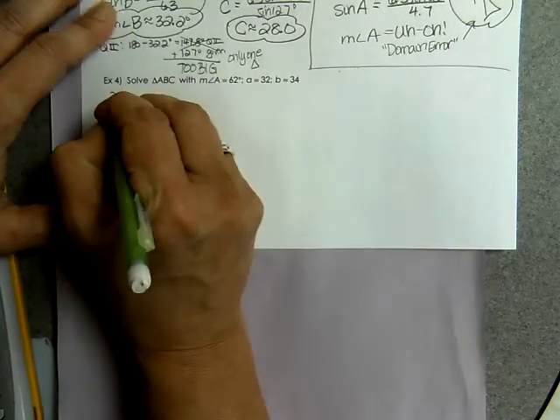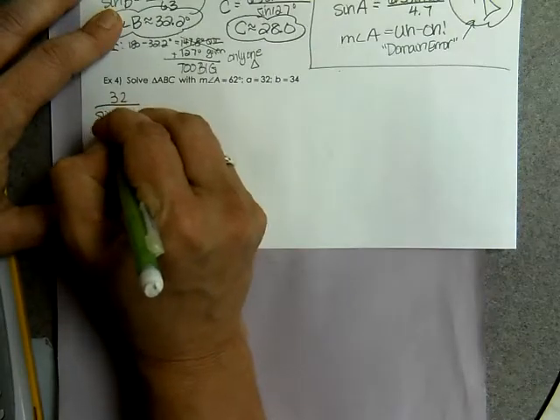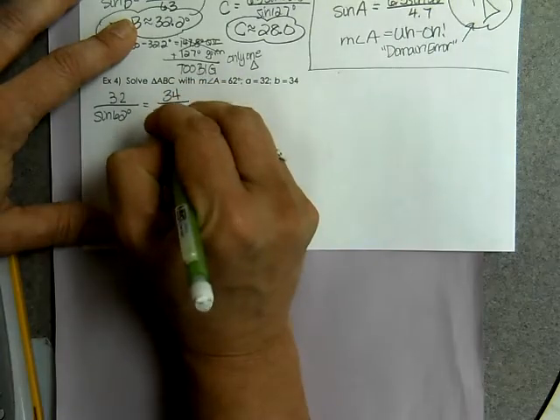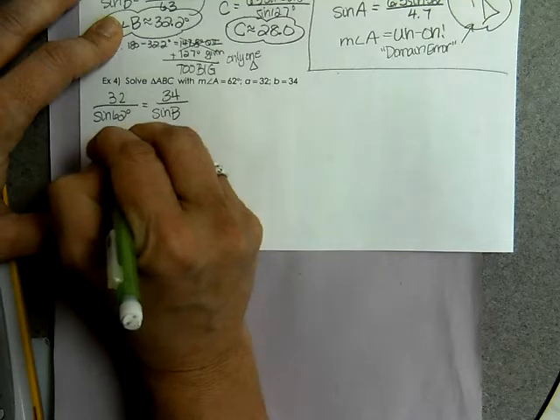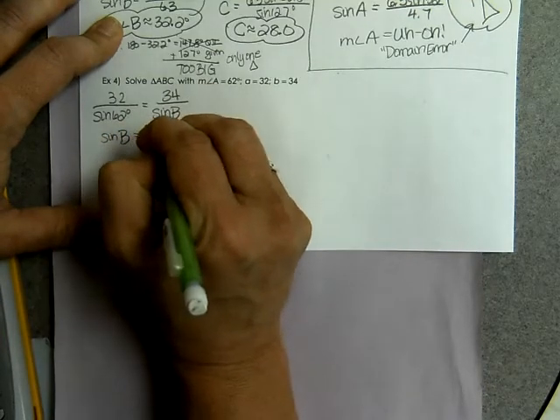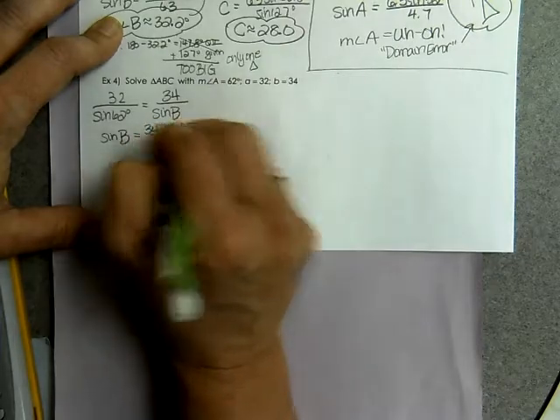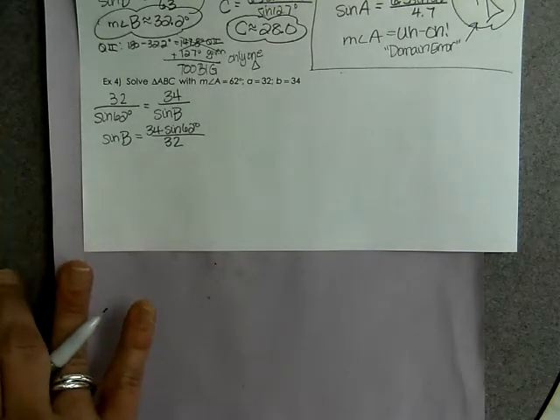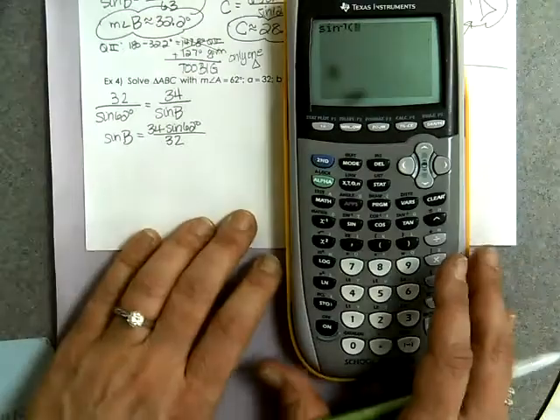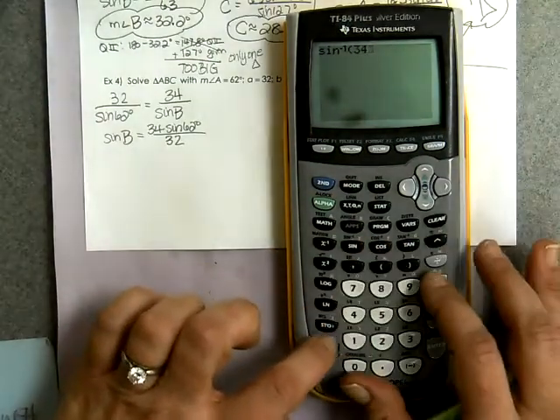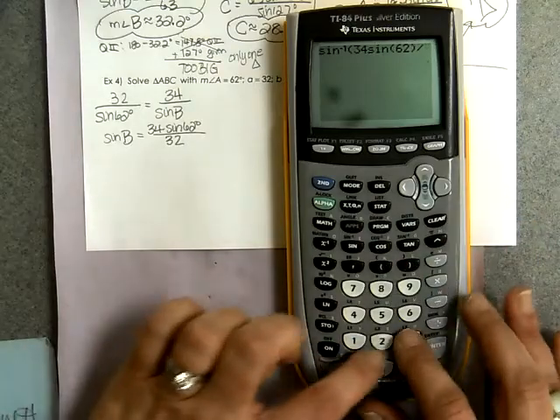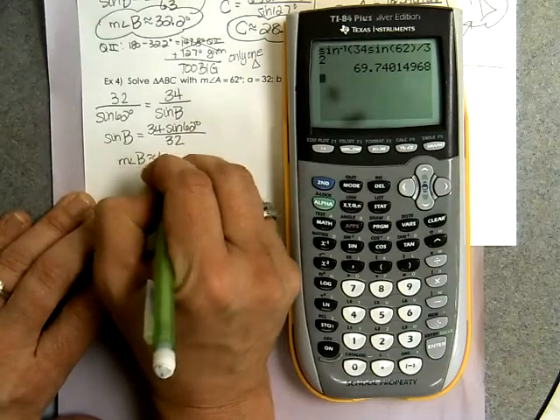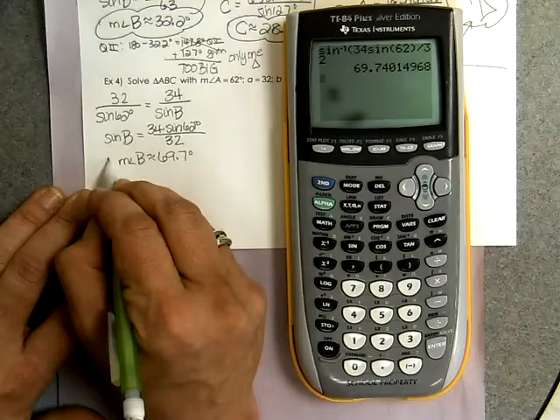And I know side A and angle A, so I'll use 32 over the sine of 62. And now I'll take 34 over the sine of B. So I'll cross multiply and isolate the sine of B. I get 34 times the sine of 62 over 32 equals the sine of B. So now I can take the inverse sine of 34 times the sine of 62 over 32, and that gives me about 69.7 degrees. So the measure of angle B is about 69.7 degrees.